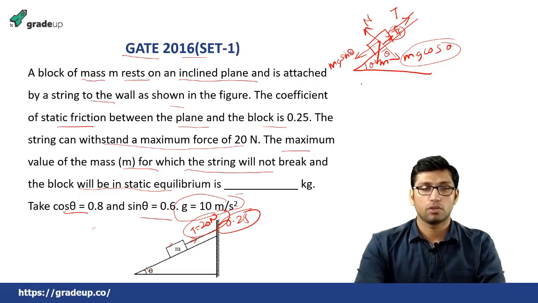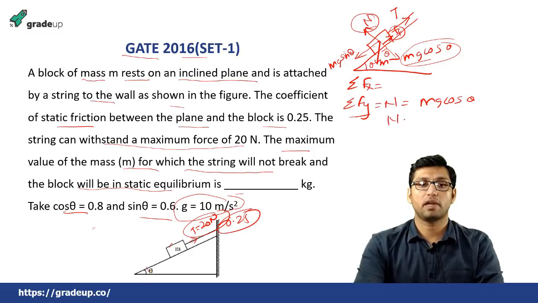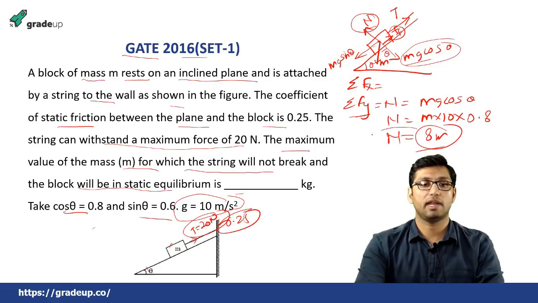Okay, so what you have to do is apply the equations of equilibrium in the x direction and y direction. From the equilibrium of forces in the y direction, the normal reaction n is equal to mg cos theta. Okay, so the normal reaction will be equal to m, g is 10 and cos theta is 0.8, so this will be equal to 8 into m. Okay, n is equal to 8m.